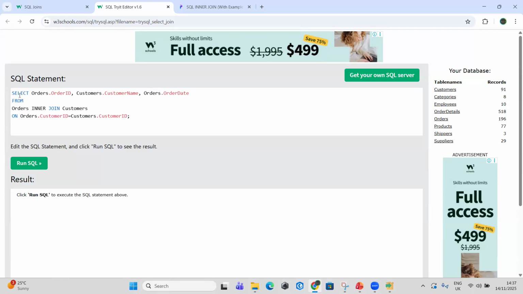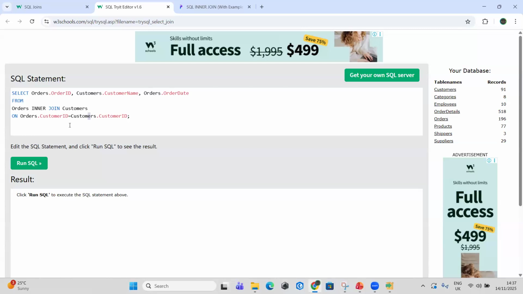Here I'm saying this is one thing, this is another thing. Now I say take the orders table, perform an inner join with customers. And how is that inner join performed? That is performed on the column customer ID from orders, which is equal to customer ID from customers.